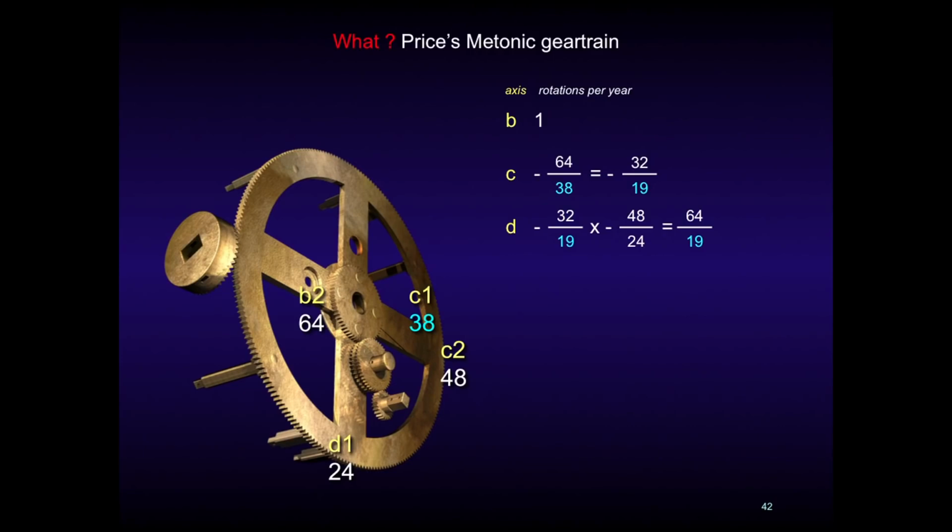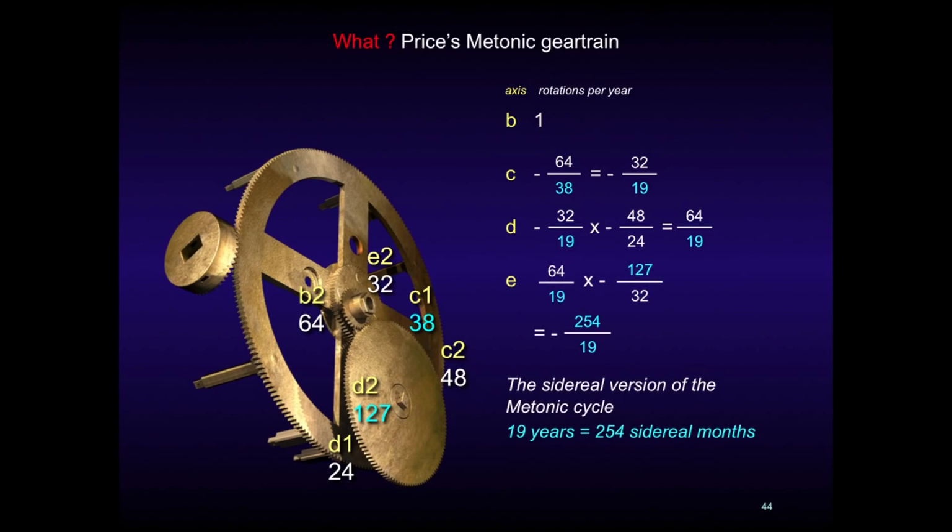So this is the basic way the mechanism works. It builds up increasingly compound gear trains to calculate increasingly sophisticated ratios. Then comes Price's 127-tooth gear, meshes with another little gear, E2, with 32 teeth, and calculates, you do the simple arithmetic, 254/19, which is the sidereal version of the Metonic cycle. It essentially calculates the average position of the moon in the zodiac.